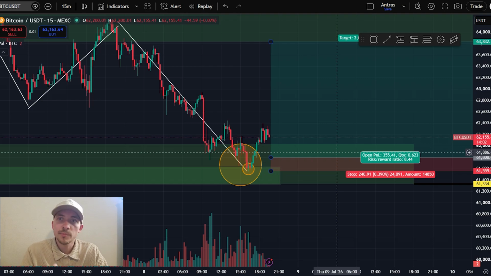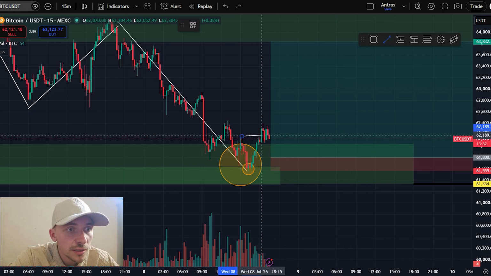And the best part is you don't even need to be right a lot. For example, if you have trades like that, 1 to 8 risk reward, you need to be right what? 20% to be profitable. Basically every 8th trade has to be in profit. So you see why I'm trying to catch trades like that, because it's important.